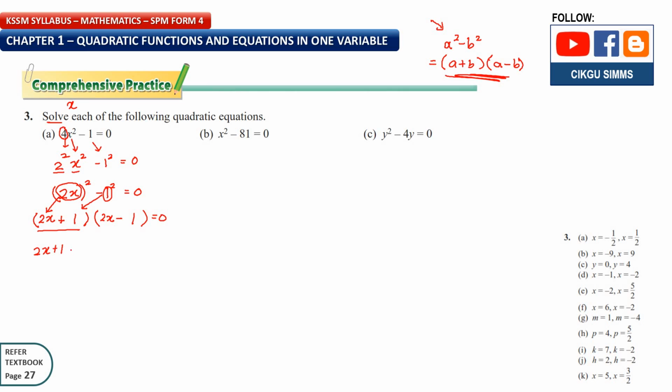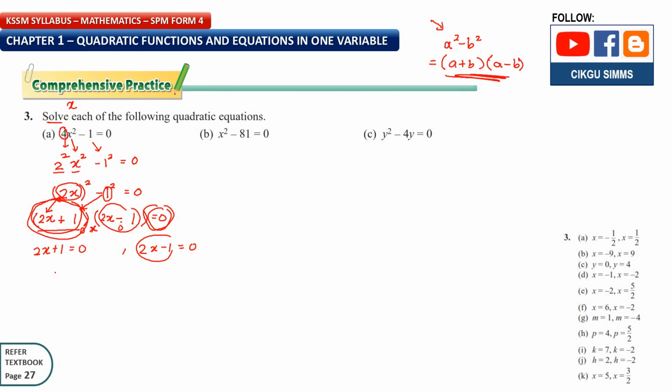2x plus 1 equals 0. And then 2x minus 1 equals 0. I have two answers, because if I make this thing 0, 0 times anything will become 0. Or for this part, the second thing becomes 0, 0 times anything will make you 0. Okay, that's why I have two answers.